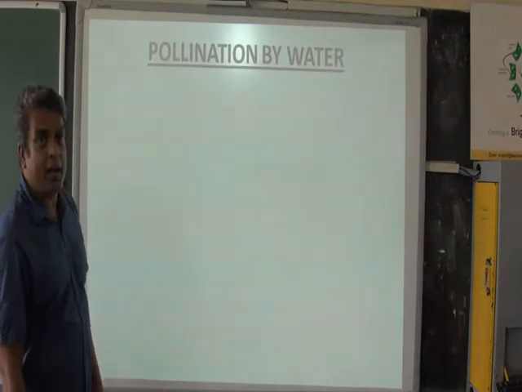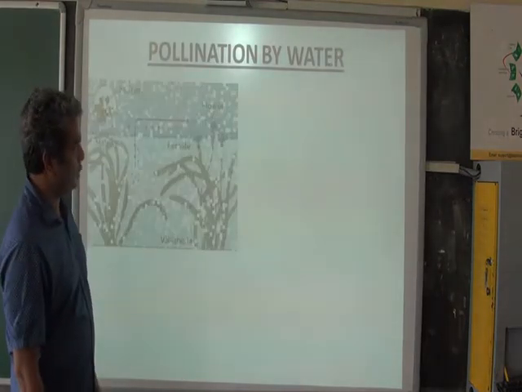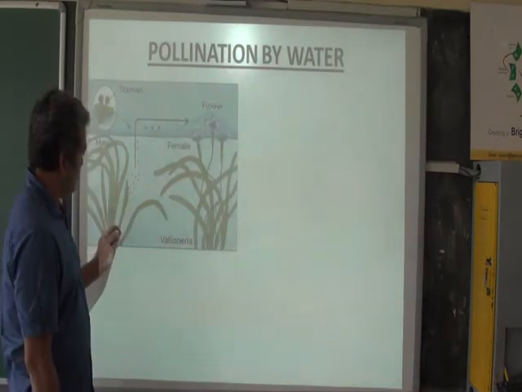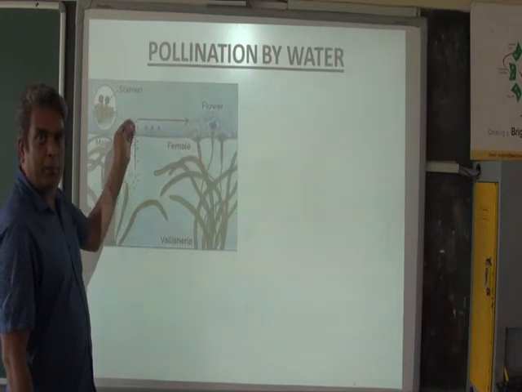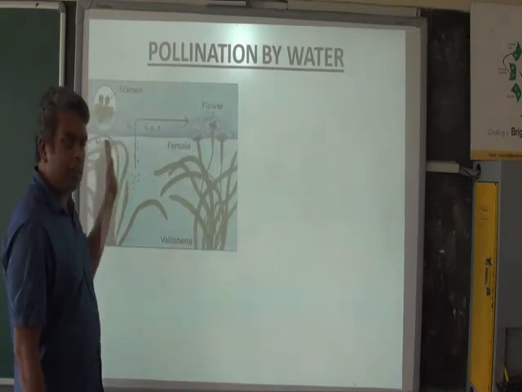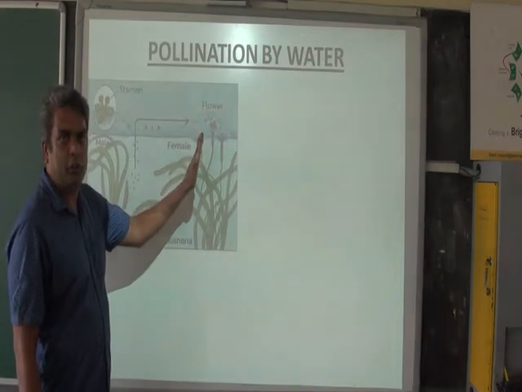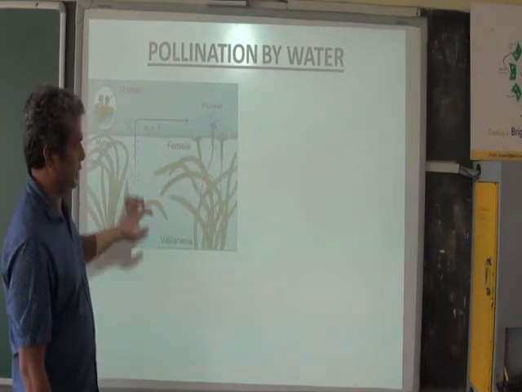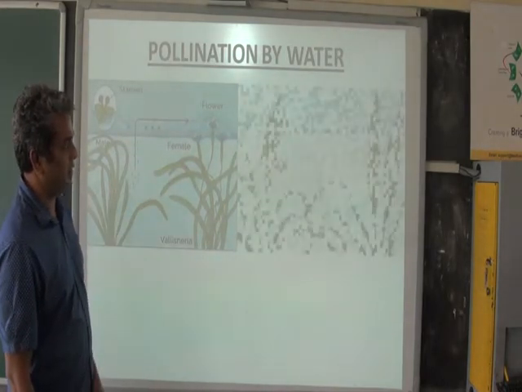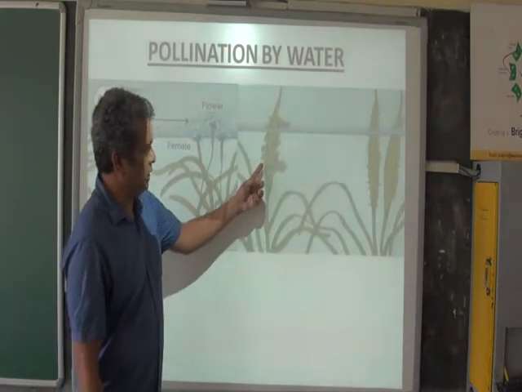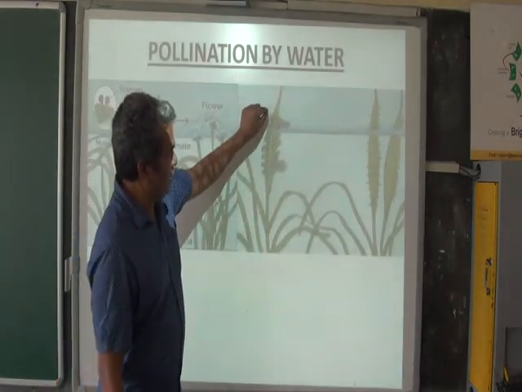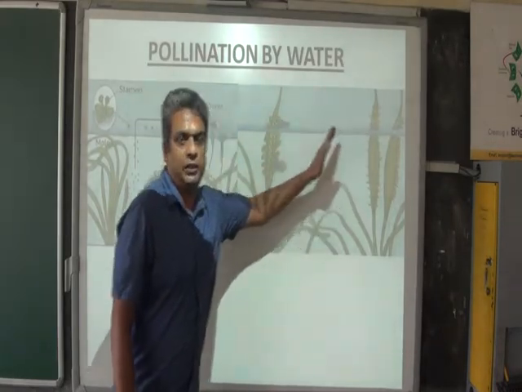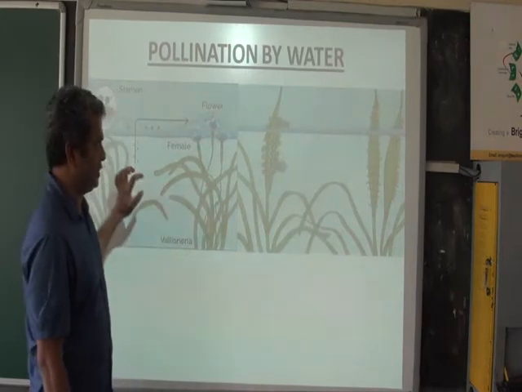Let us see pollination by water. How does water pollinate? Now you can see there are water plants, okay, water weeds. So the pollen grains come up, they float, and then with the current of the water, it travels to another plant, and then it gets stuck to the stigma of the other plant, and that is how pollination takes place. Let us see another plant. Here you can see another plant, another water weed, where the pollen grains come out and it travels. When the water moves, it travels to another plant of the same type, and that is how pollination takes place.